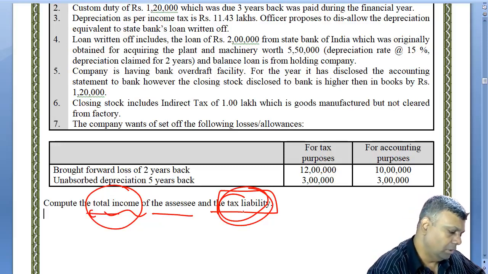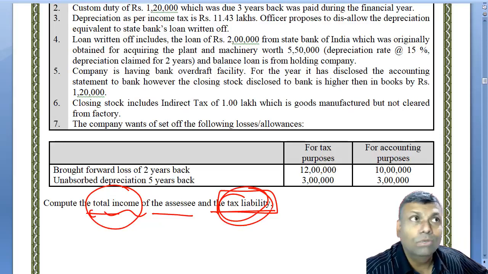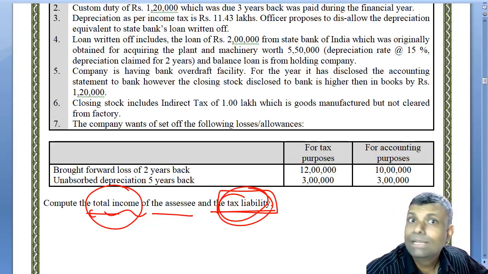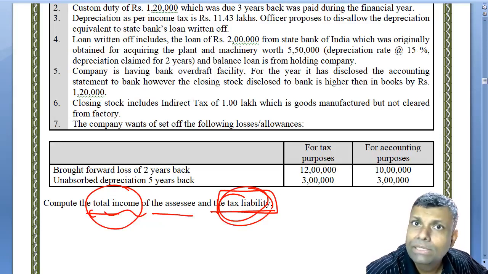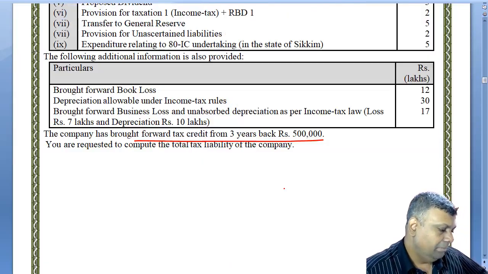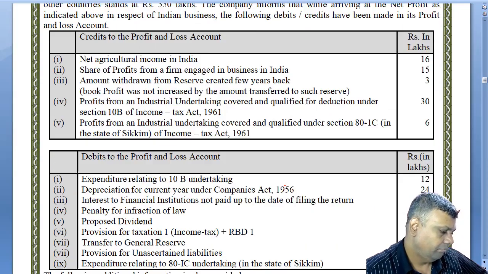So compute total income and the tax liability. Some students will think that no, I do not have to do math because they have not printed math. But that will be wrong, because you cannot get tax liability without the math application. Only after comparing the minimum alternate tax can you get the tax liability. Very much true. Let me see the previous question.